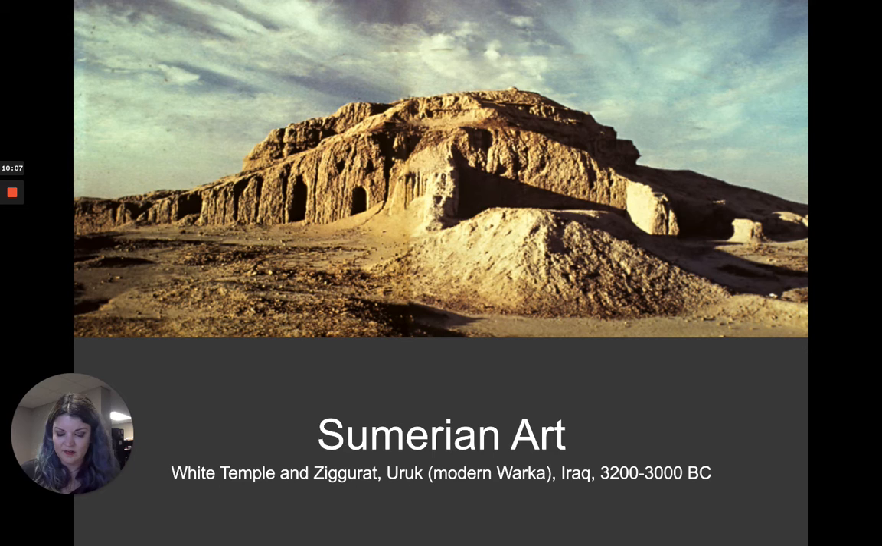It's not perfect, it's not beautifully preserved, but it's pretty well preserved considering how old it is and considering the rough climate in which it's located. Again, this is in modern day Iraq, right? So this is a desert climate.